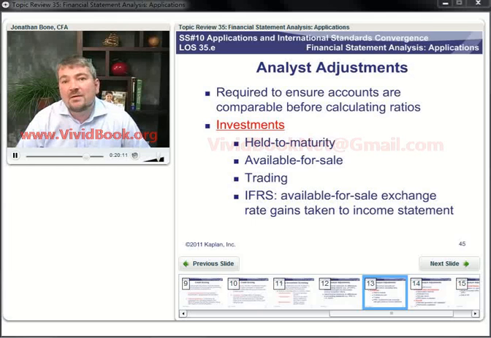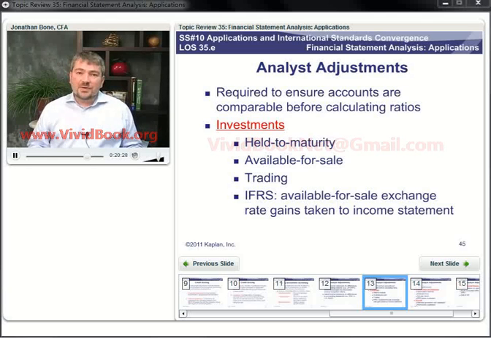Available for sale, well, we are going to mark to market in the balance sheet, but we're going to take the unrealized gains and losses directly to equity. And trading portfolios, where again we're going to mark to market in the balance sheet, but instead, of course, we take the unrealized gains and losses into the income statement. So again, if you've got two companies using different investment classifications, you'll have to adjust one of the companies so that it's consistent with the other before you calculate ratios.